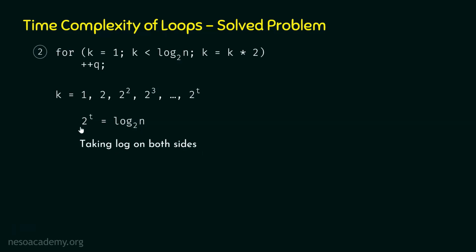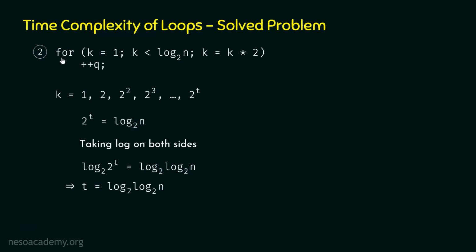After applying log on both sides, we will get log 2 power t base 2 equal to log n base 2. We know the property of logarithm: log a power b base c is the same as b times log a base c. So we will get t times log 2 base 2 in the LHS, which is equal to t because log 2 base 2 is 1. And in the RHS we have log n base 2. So t is equal to log n base 2.